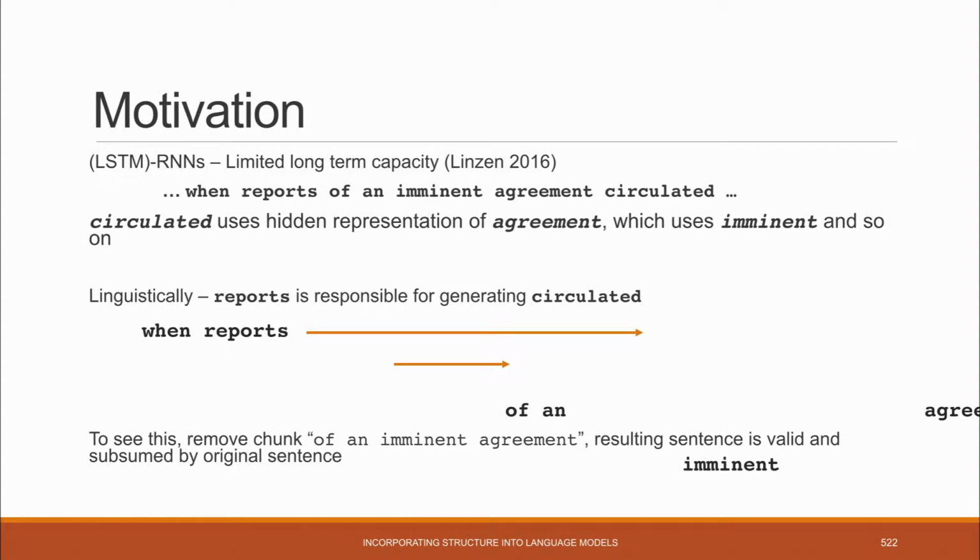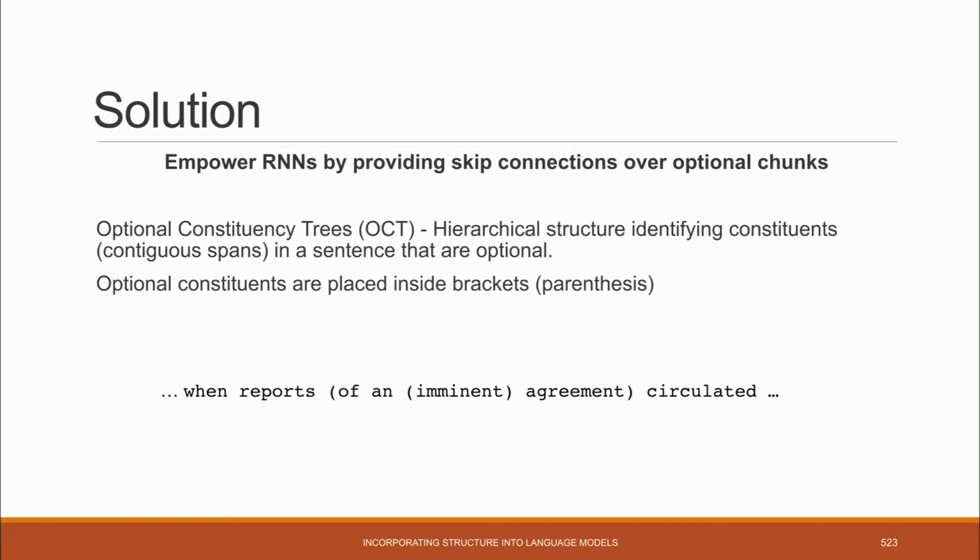Unfortunately, the words are far apart. So to see this, just remove a chunk, the chunk "of an imminent agreement," and you'll see that the resulting sentence is valid and subsumed by the original sentence. So the idea is to empower RNNs by providing skip connections over optional chunks.